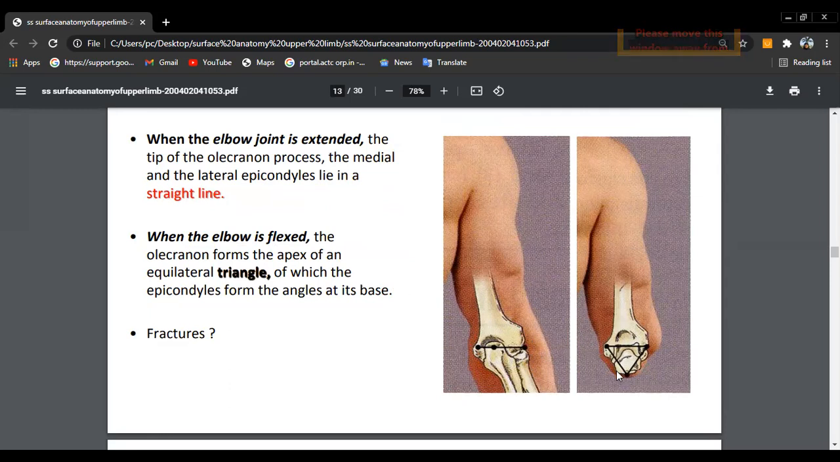But when the elbow is flexed, you will see the lateral epicondyle, medial epicondyle and the olecranon process form an isosceles triangle. This is what we need to check when we are doing the x-rays, to check if this normal triangular pattern is retained or not. If this is displaced, this shows dislocation of the elbow joint or it may indicate some fractures.